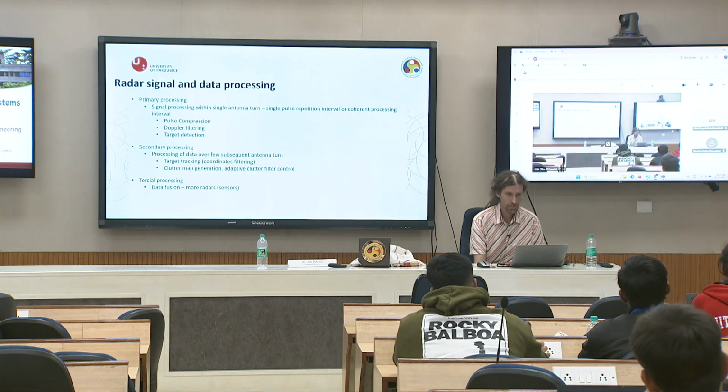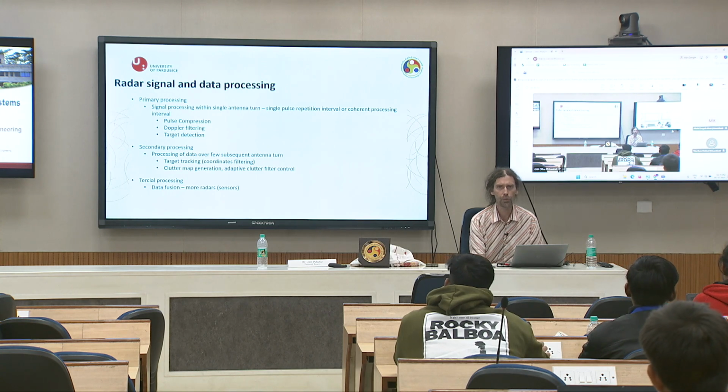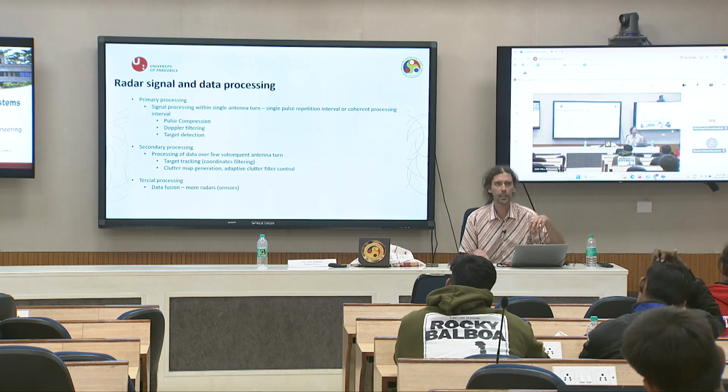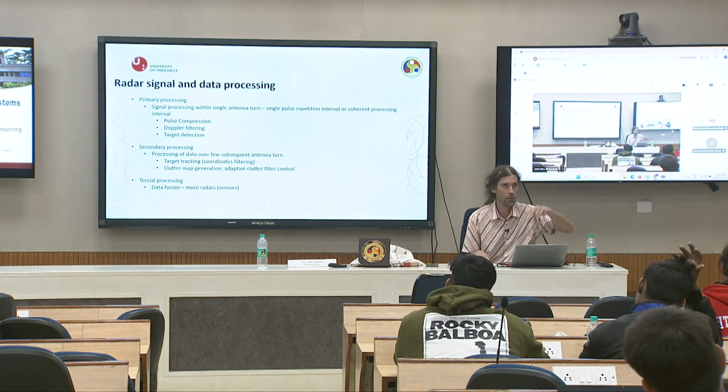Then we have tertiary processing, and it is about data fusion. If you have multiple radars, because imagine if you have multiple radars, distance and speed are relative values. It only depends.